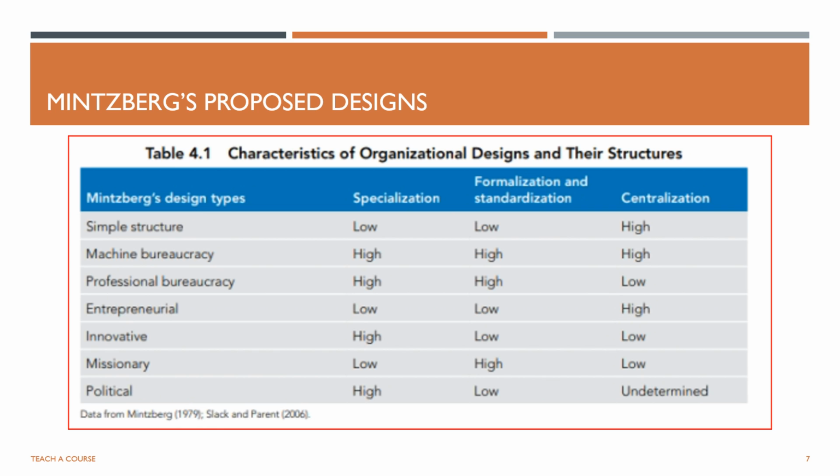In the machine bureaucracy design, all parts of the organization identified by Mintzberg are important: top management, middle management, technical core, administrative support staff, and technical support staff.